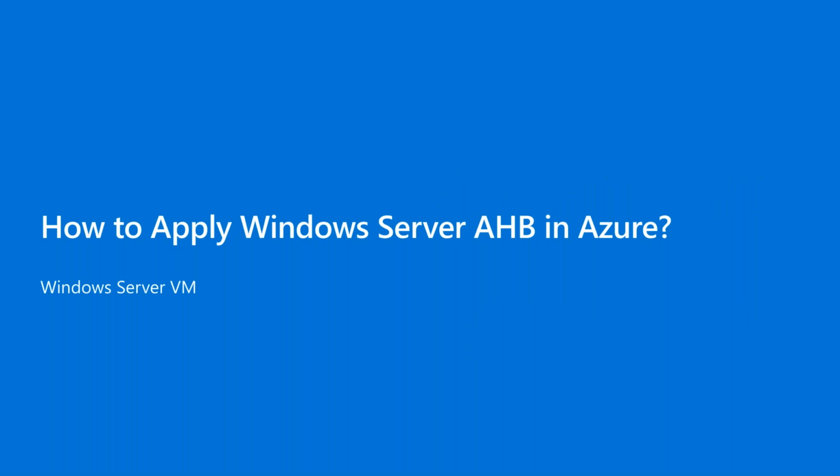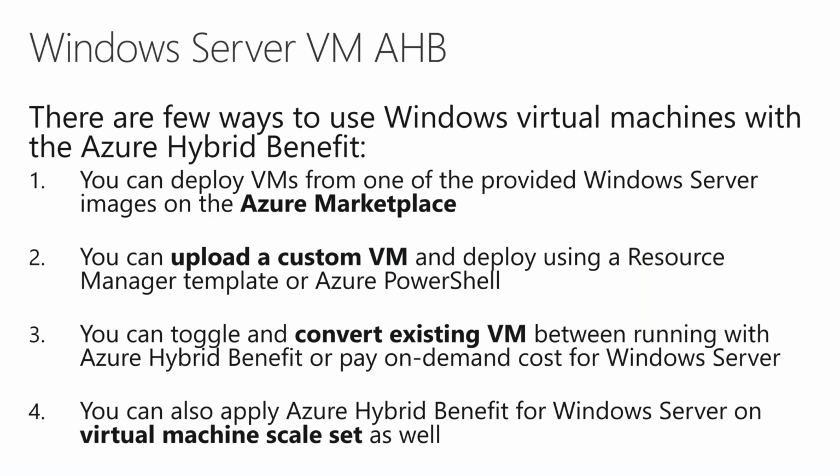So now we get into the how. How do we apply what's called Azure Hybrid Benefit, or AHB, in Azure for Windows Server VMs? To start with, there are a few ways to use virtual machines in Azure with the AHB, and I'm going to refer to it as AHB. It is Azure Hybrid Benefit.